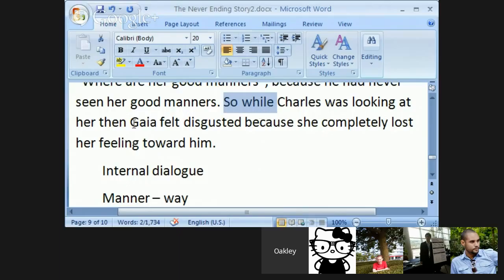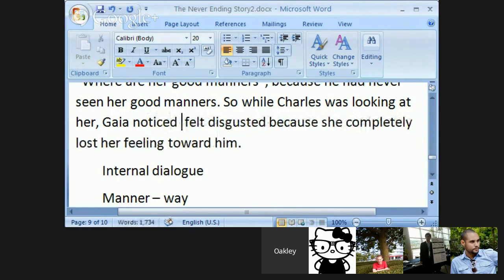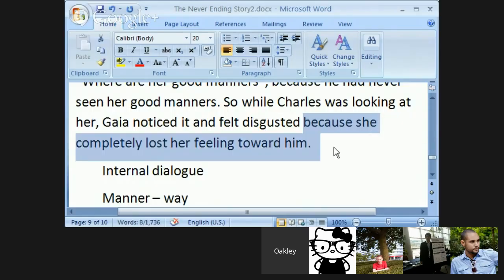That's all right. This whole thing, so while you're expressing two things as a result and a continuous action. So how about this? So while Charles was looking at her, there you go. Gaia noticed it and felt disgusted because she completely lost her feeling towards him. Noticed what? It, looking. Okay. And felt disgusted. Oh yeah, and right. Okay. Gaia noticed it and felt disgusted. All right. I'm with you so far because she completely lost her feeling toward him. Now, Demas.